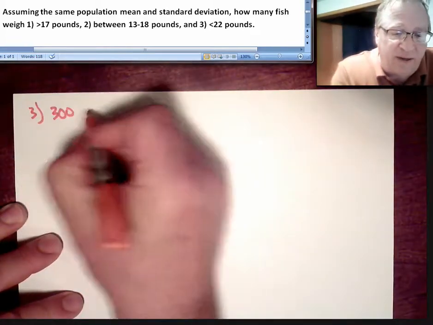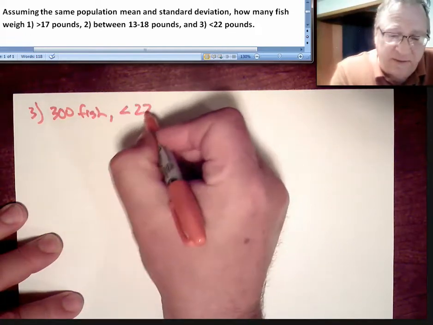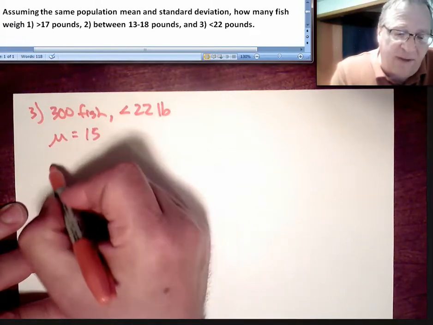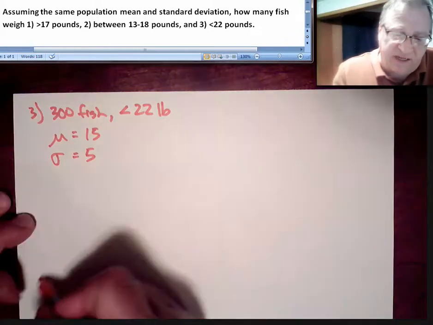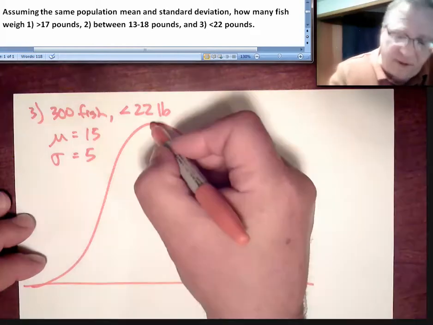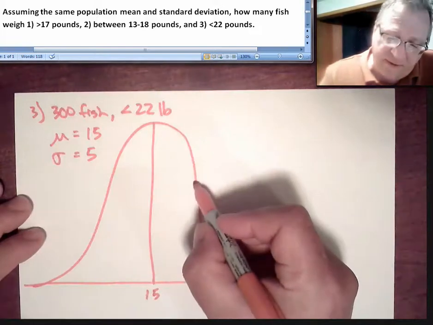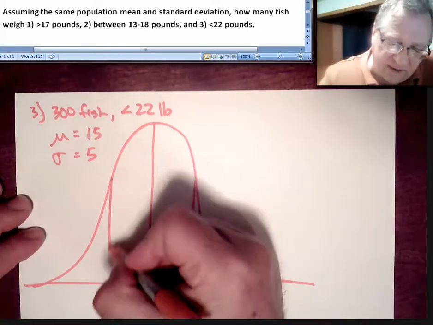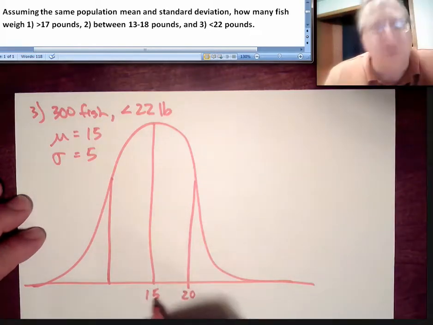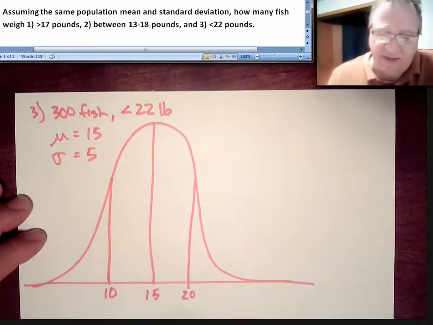All right, last problem. Number 3, 300 fish. How many are less than 22 pounds? Same story. Mean of 15, standard deviation of 5. Draw the picture. Bell curve. Mean is 15. Let's draw these guys in. I just like to have those as a reference, and I think you're going to see why this time. So that would be 20 pounds, right? The mean plus 1 standard deviation. The mean minus 1 standard deviation would be 10 pounds.